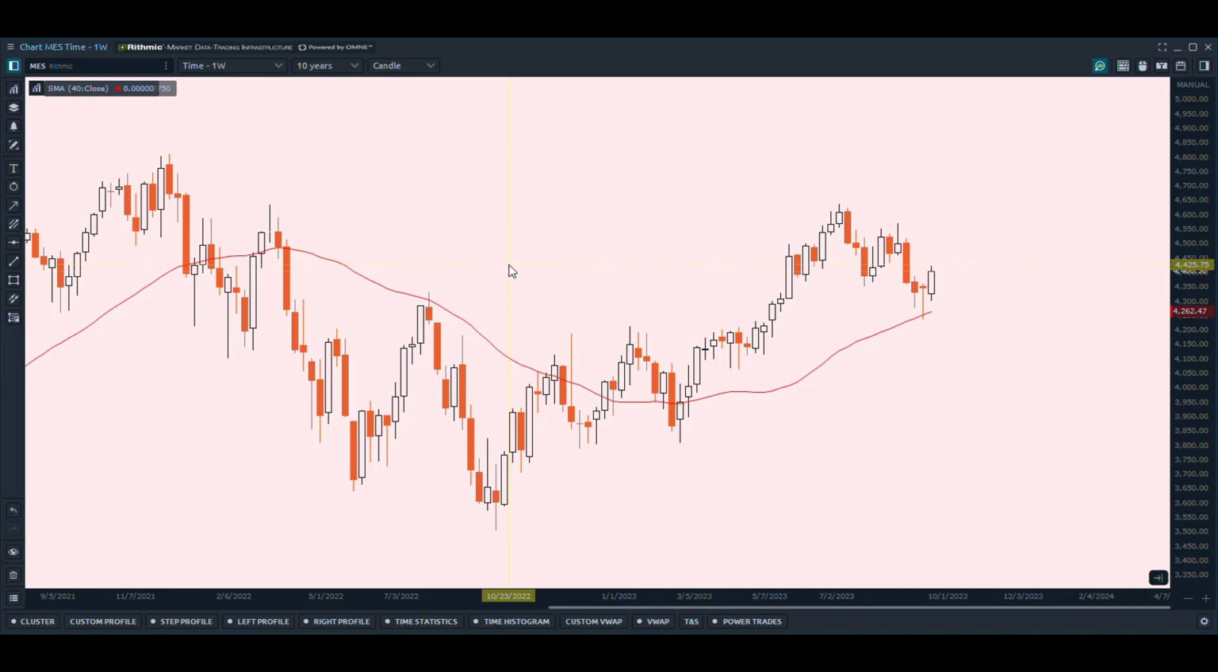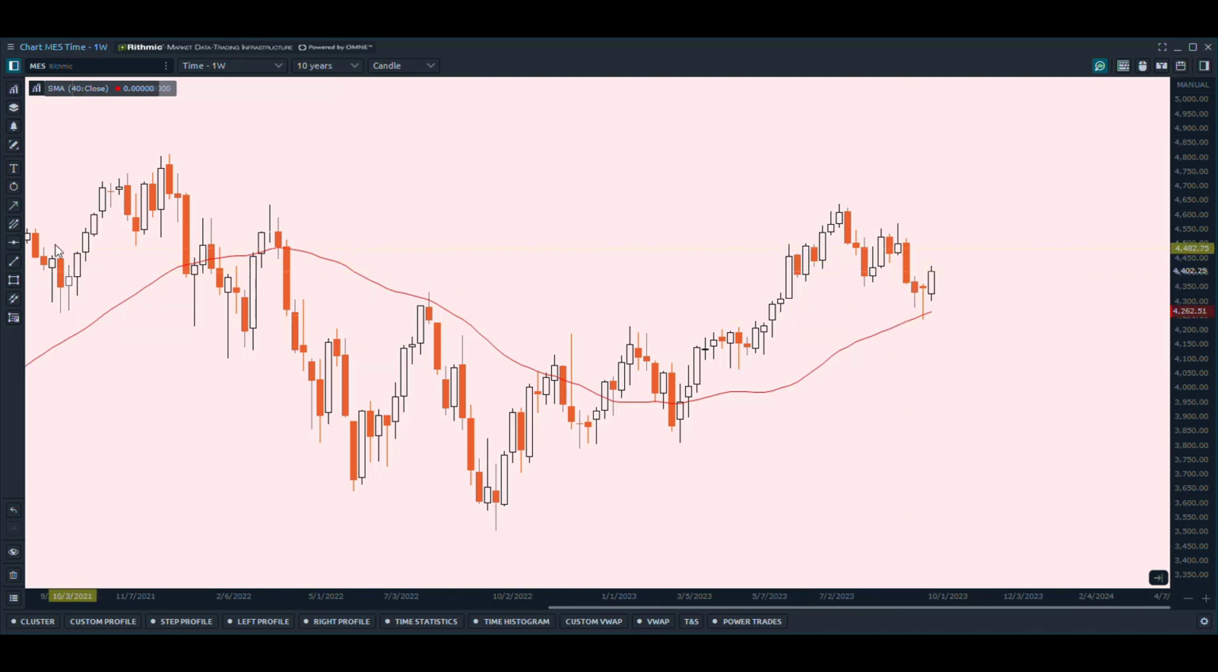So the first variable in this confluence equation is the SMA 40. The 40-week SMA is essentially the 200-day simple moving average. Instead of using the 200-week, because that wouldn't give us a good indication of what the 200-day was looking like, we're using the 40-week to essentially mimic the 200-day moving average.